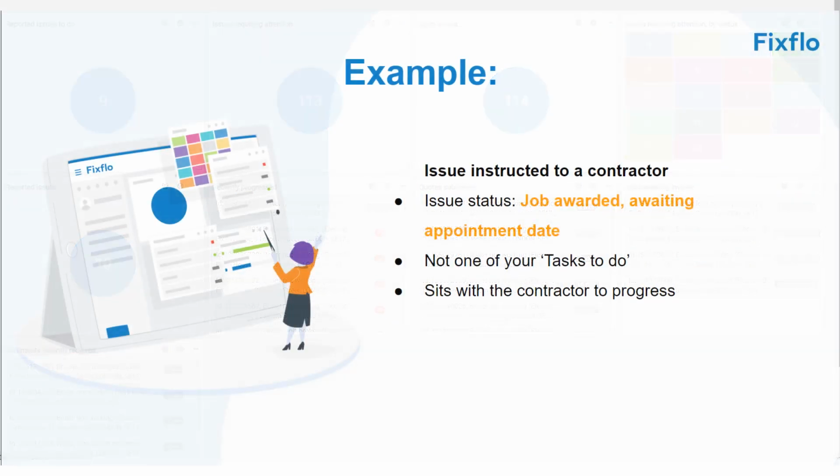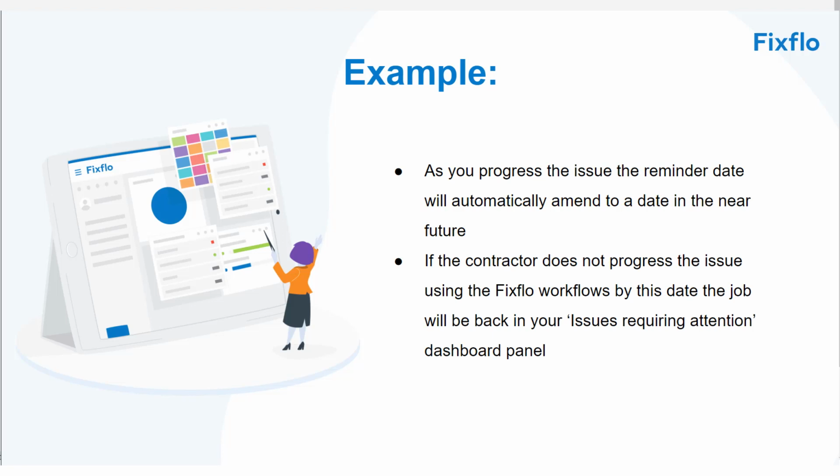An example here would be an issue which you have instructed to a contractor. The issue status would then be Job Awarded Awaiting Appointment Date, and this would not be one of your tasks to do as it would lie with the contractor. The reminder date will automatically update as you instruct it to them. For example, it may update to 3 days' time. If after those 3 days the contractor has not progressed the issue via Fixflo using those workflows, then the reminder date will come back around and the job will be back in your Issues Requiring Attention.